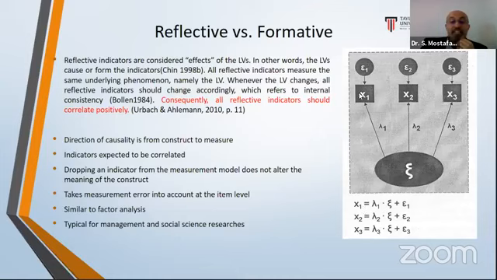Here you can see each indicator. For example, in the first equation, x1 represents the meaning of the construct plus error. And the representation of the meaning of the construct is shown by lambda. We call lambda loading, or outer loading.